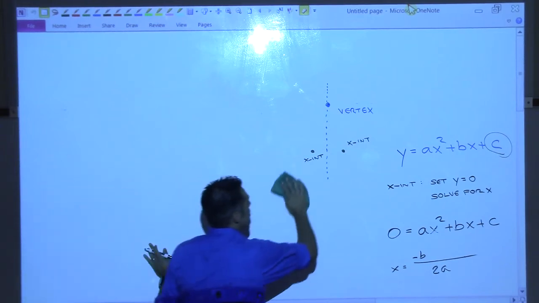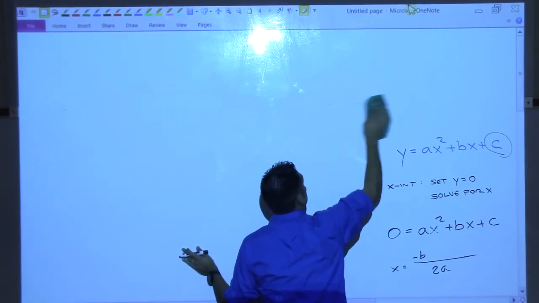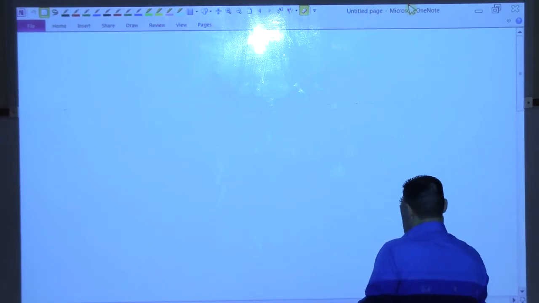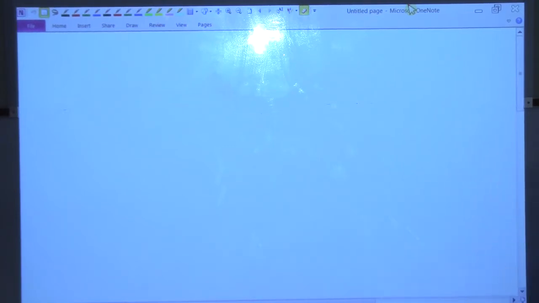So let's get started. The whole goal here today is to be able to graph a quadratic function and then get all that information.